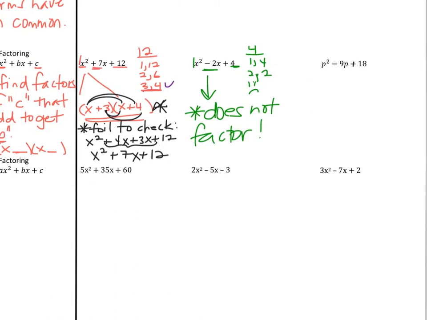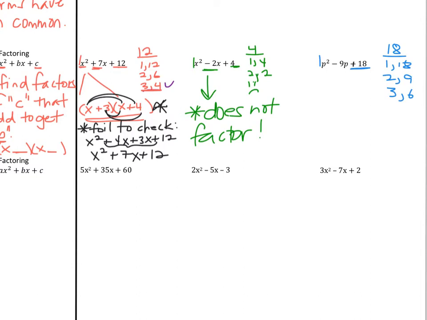For our last example, would you please change negative 18 to positive 18? Now we have p squared minus 9p plus 18. Just like before, the coefficient in front of our squared term should be 1. So we're going to split the c value, 18. 18 has lots of factors. We could do 1 times 18, 2 times 9, 3 times 6. All of those pairs work to get a product of 18.